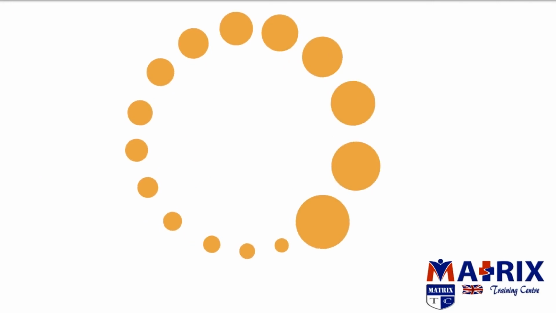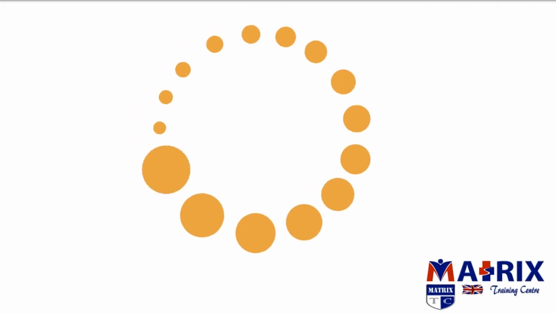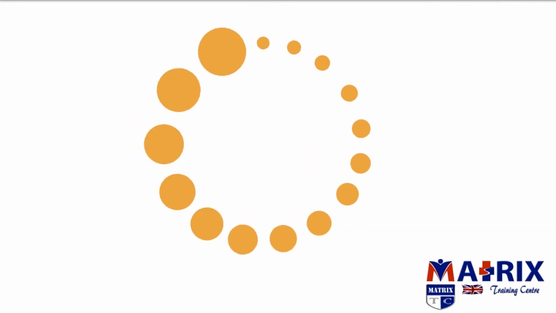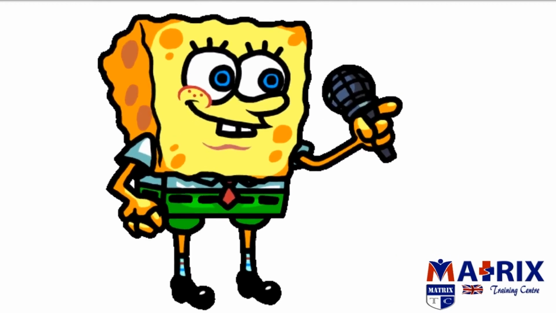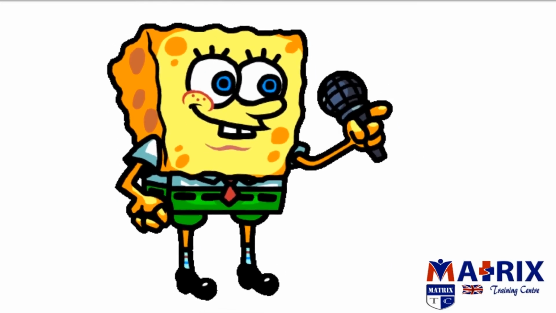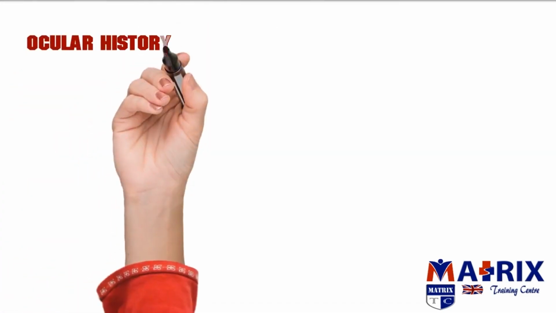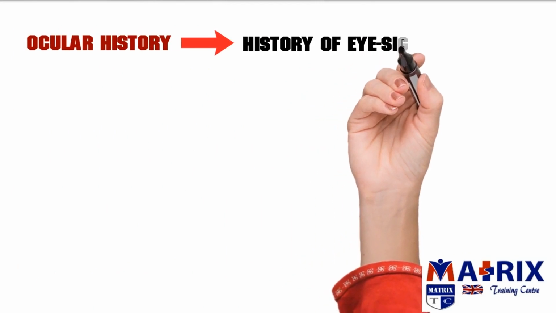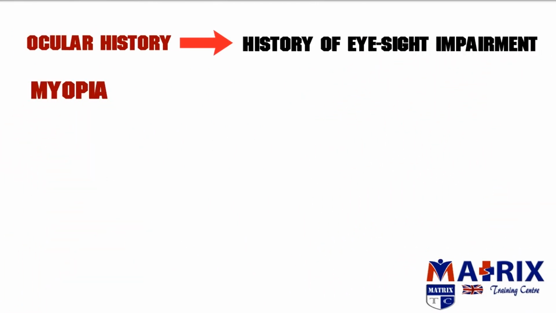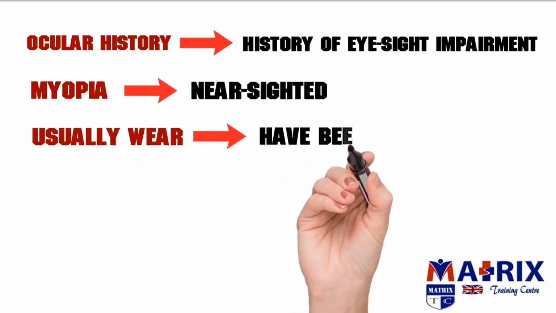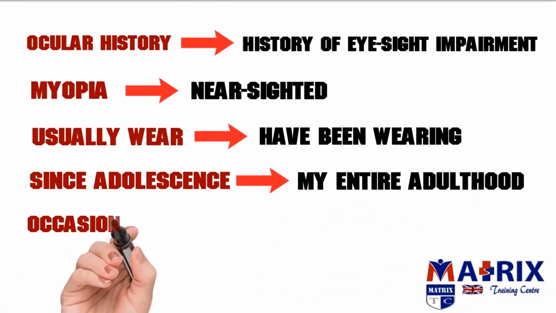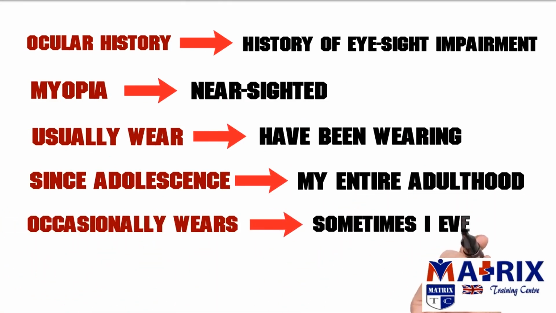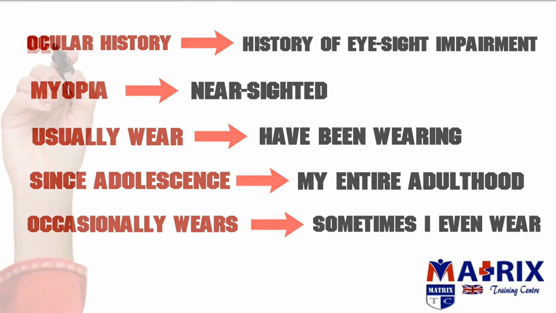So, you can notice that most of the keywords were paraphrased. That is why we have to differentiate between both types of keywords. Here is a list of paraphrased keywords. Ocular history became history of eyesight impairment. Also, myopia became nearsighted. Usually wear became have been wearing, and since adolescence became my entire adulthood, and occasionally wears became sometimes I even wear.